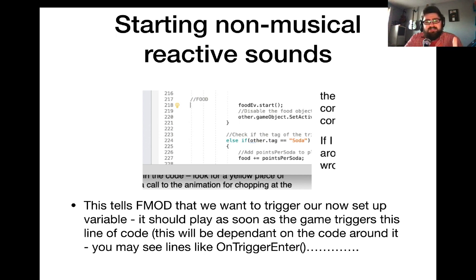So you'll normally see things, this will be part of a function. You might see things like on trigger enter, on collision 2D, on collision 3D, that's interacting somewhere with the game engine, setting up this code being triggered.